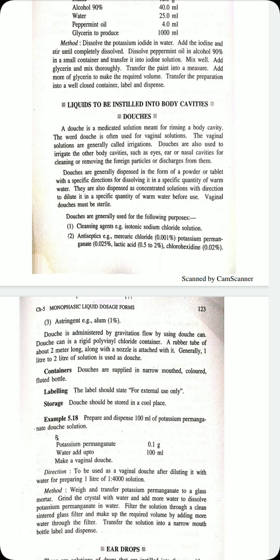These are supplied in narrow mouth colored fluted bottles. It should contain a label such as for external use only, and these are stored in a cool place.